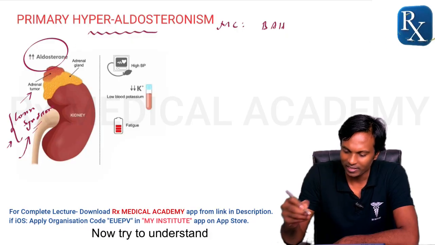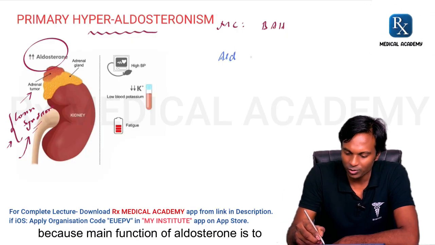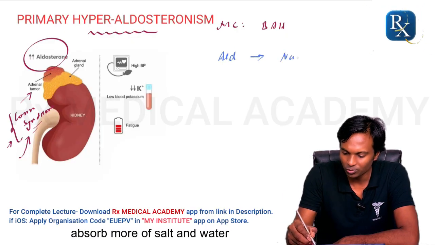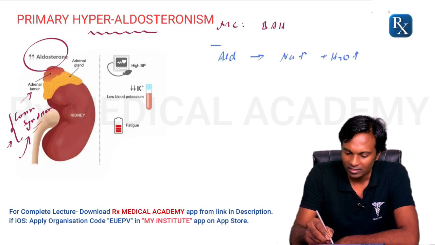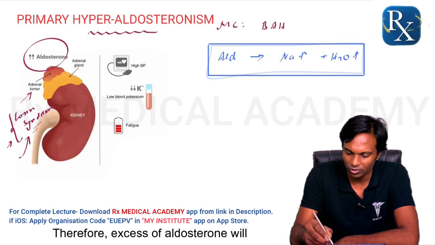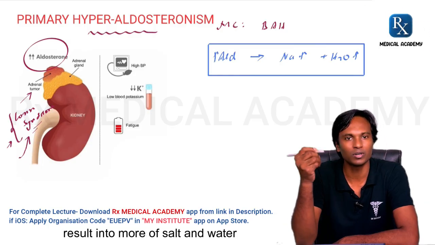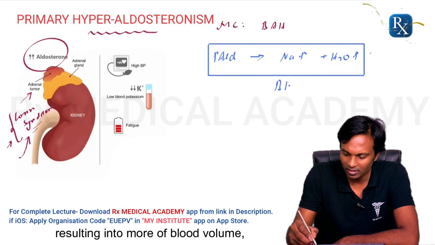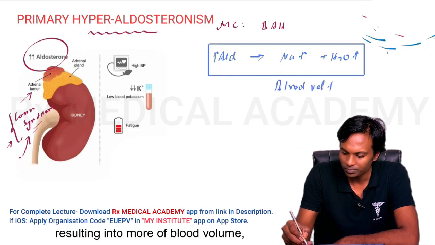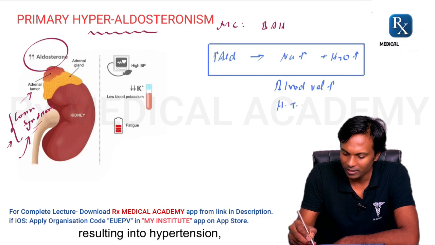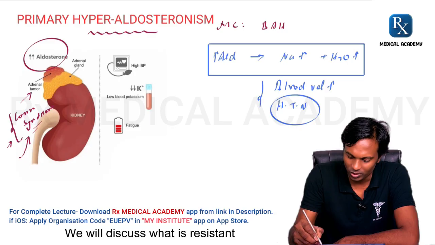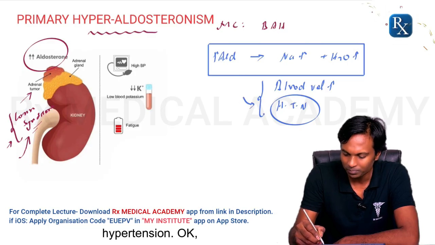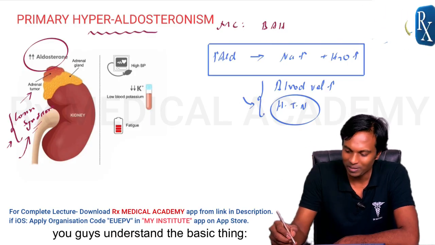Now try to understand, because the main function of aldosterone is to absorb more salt and water at the collecting duct. Therefore, excess of aldosterone will result in more salt and water retention, resulting in more blood volume, resulting in hypertension, and that too resistant hypertension, we will discuss what is resistant hypertension. Okay. Now, you guys understand the basic thing.